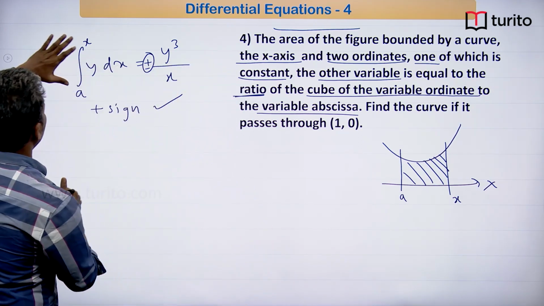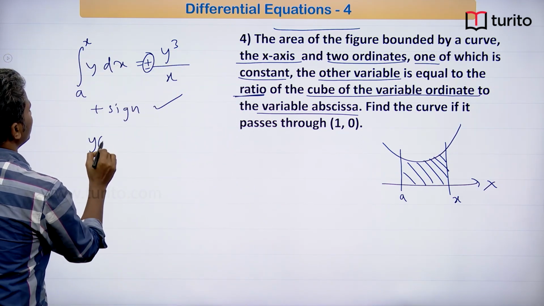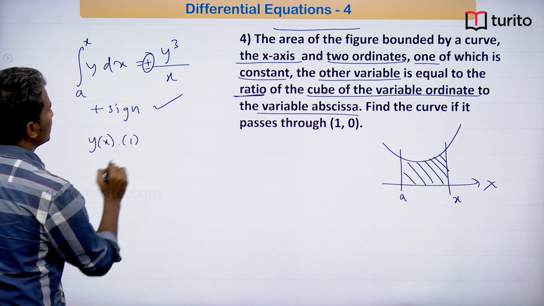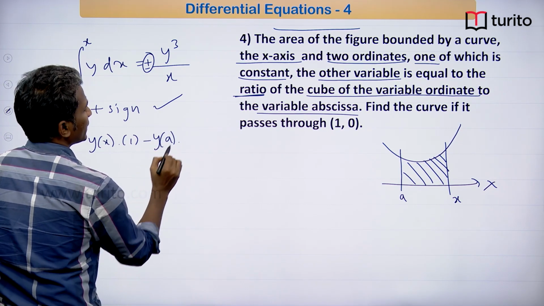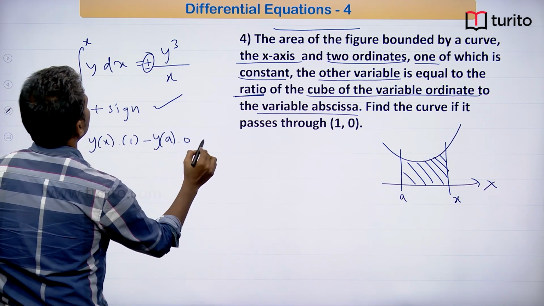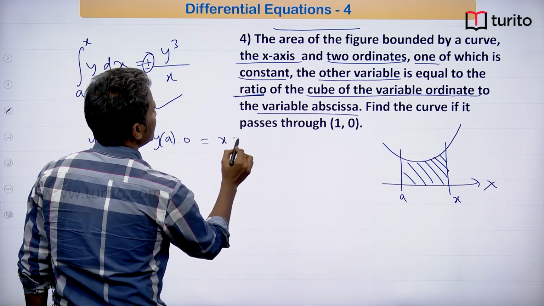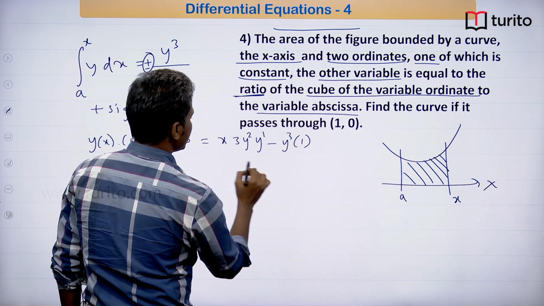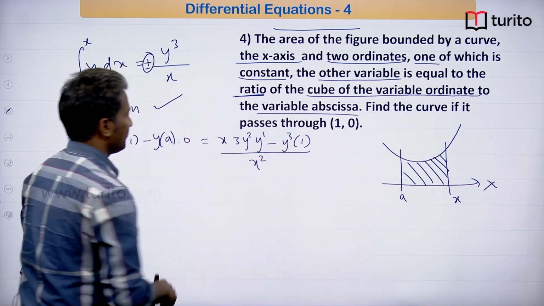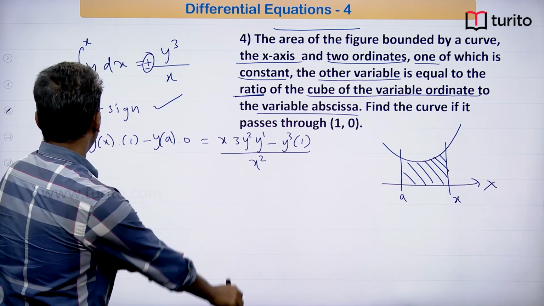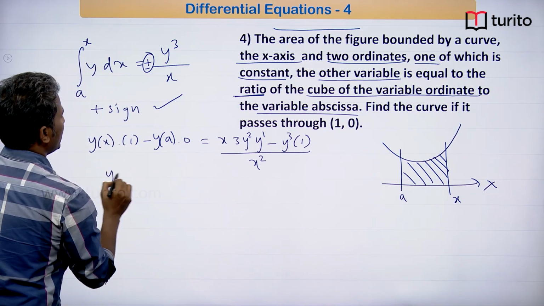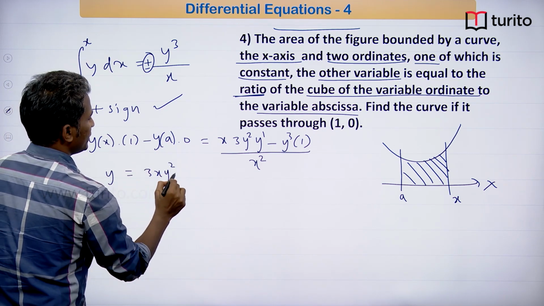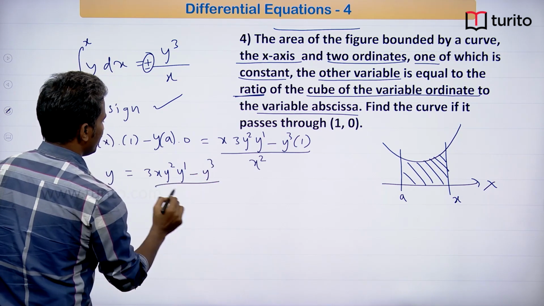Okay. So, now when I differentiate this, I will get y of x into derivative of x, which is 1, minus y of a into derivative of a, which is 0. This must be equal to x into 3y square y dash minus y cube into derivative of x is 1, divided by x square. This is the quotient rule or division rule. So, what do we get here? We get y is equal to 3xy square into y dash minus y cube by x square.